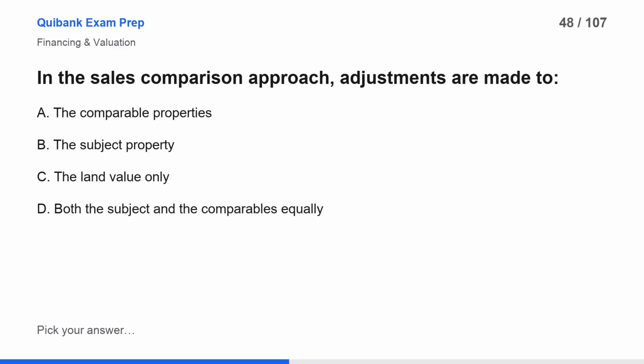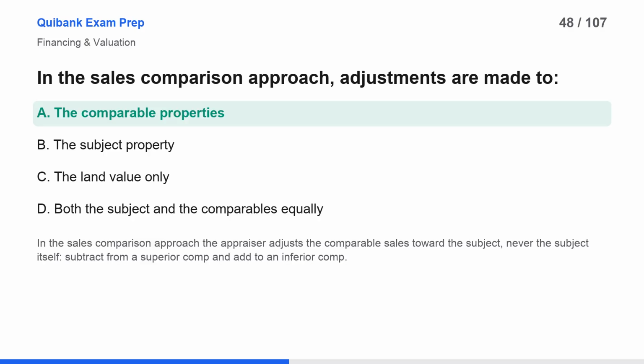Question 48. In the sales comparison approach, adjustments are made to A. The comparable properties, B. The subject property, C. The land value only, D. Both the subject and the comparables equally. The answer is A. The comparable properties. In the sales comparison approach, the appraiser adjusts the comparable sales toward the subject, never the subject itself. Subtract from a superior comp and add to an inferior comp.